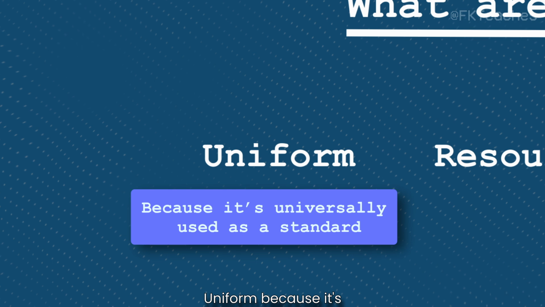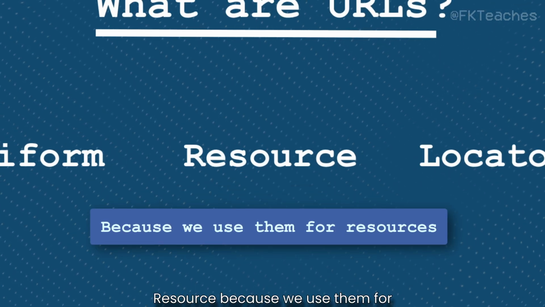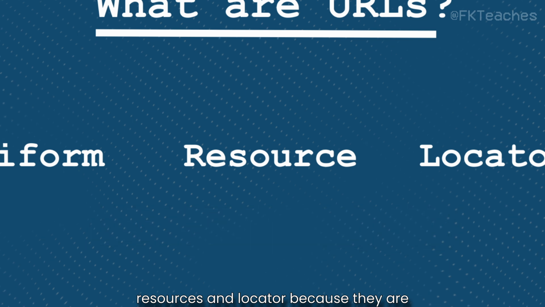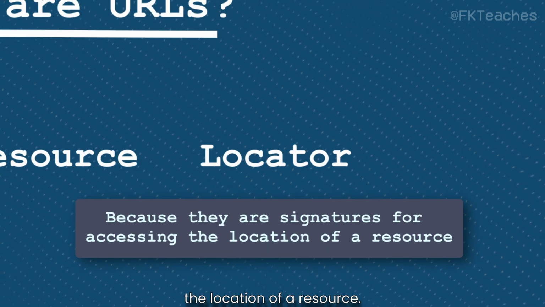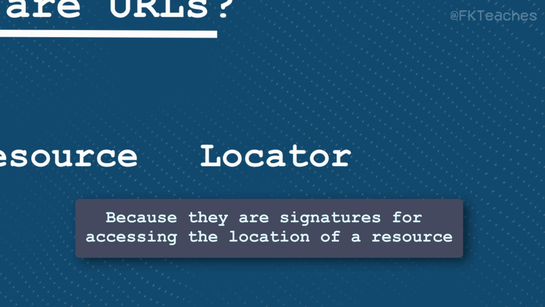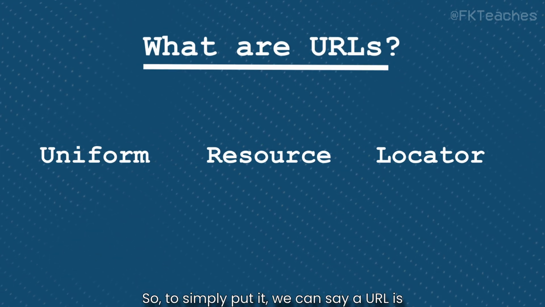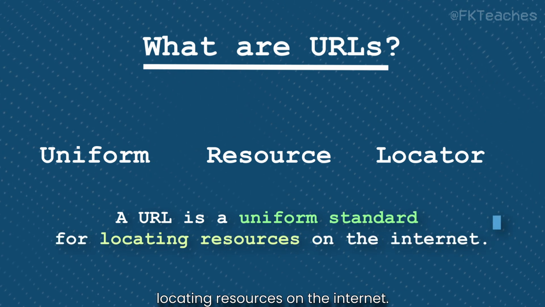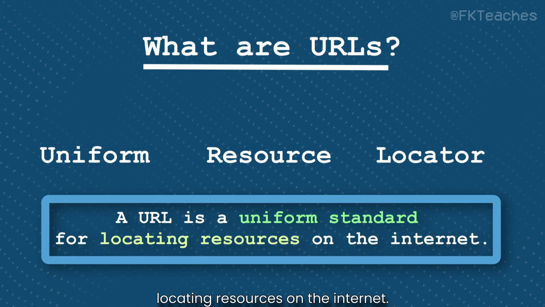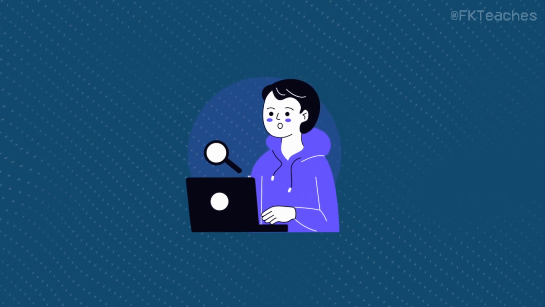Uniform because it's universally used as a standard. Resource because we use them for resources. And locator because they are signatures for accessing the location of a resource. So, to put it simply, we can say a URL is a uniform standard for locating resources on the internet. Every web user uses URLs.